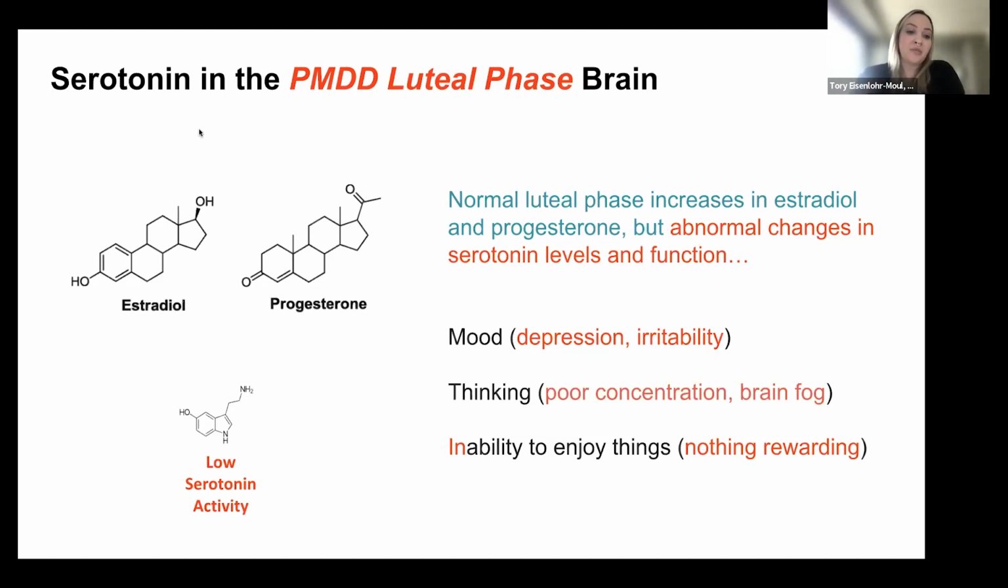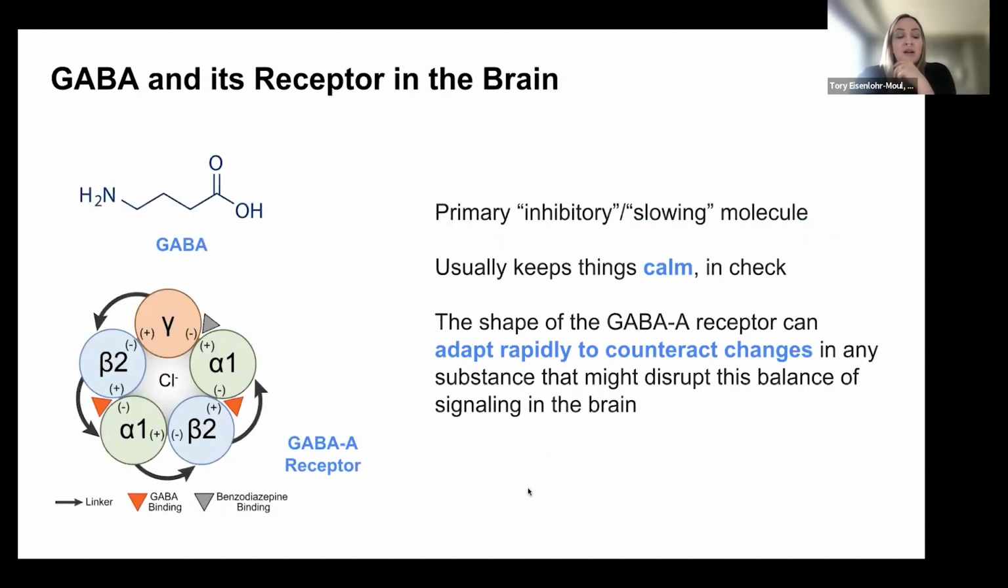So estrogen and progesterone in the context of a PMDD brain, for some reason that we don't fully understand yet, causes this poor serotonin activity that can, in theory, lead to all of these problems. Now I'm going to talk about GABA. This is another neurotransmitter or brain signaling chemical. This is the primary inhibitory, which just means slowing or stopping molecule in the brain. So it usually keeps things calm and in check.